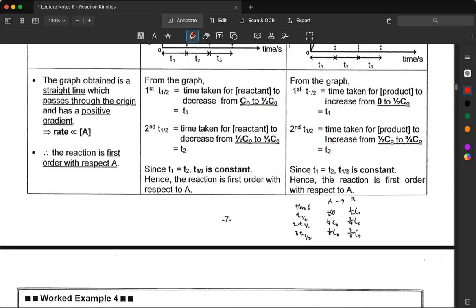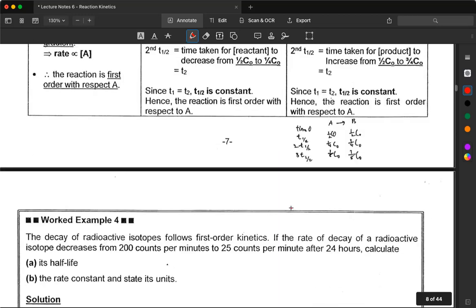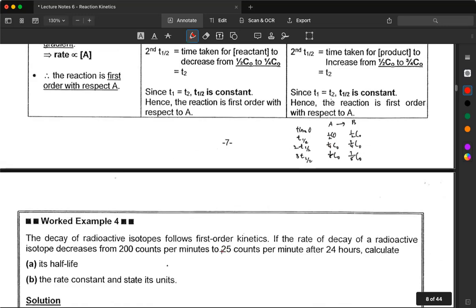Okay. Now, this is the word example. The decay of a radioactive isotope follows first order kinetics. If the rate of decay of the radioactive isotope decreases from 200 counts per minute to 25 counts per minute after 24 hours, calculate the half-life and then the rate constant, with units.